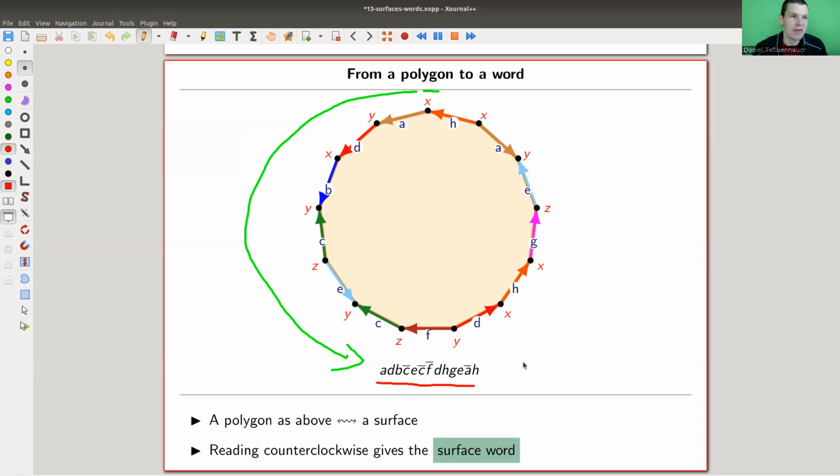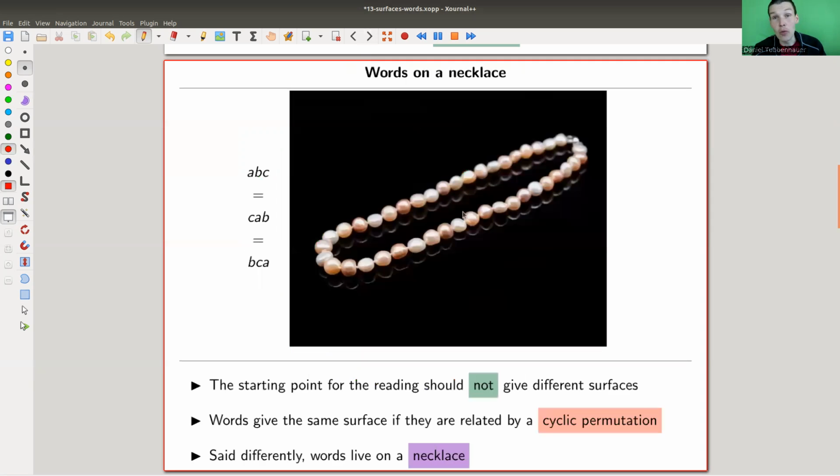And there are some choices involved. I could also read clockwise or whatever. But anyway, let's use this definition. And what we get is called the surface word. Okay, so the question is, how much information about the surface is actually contained in the word? Turns out quite a lot.